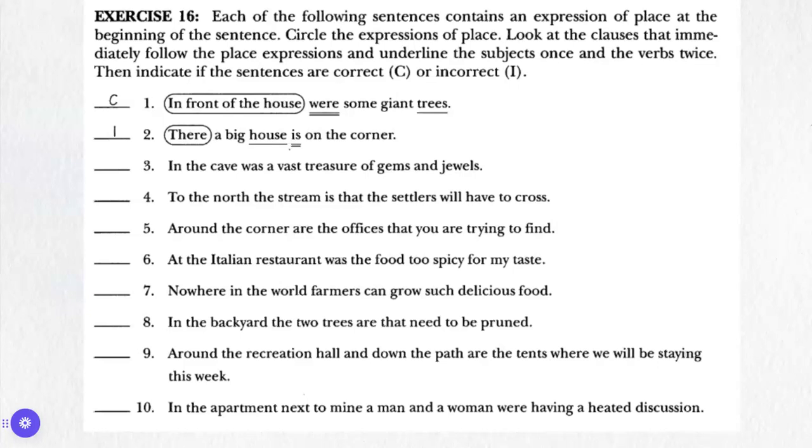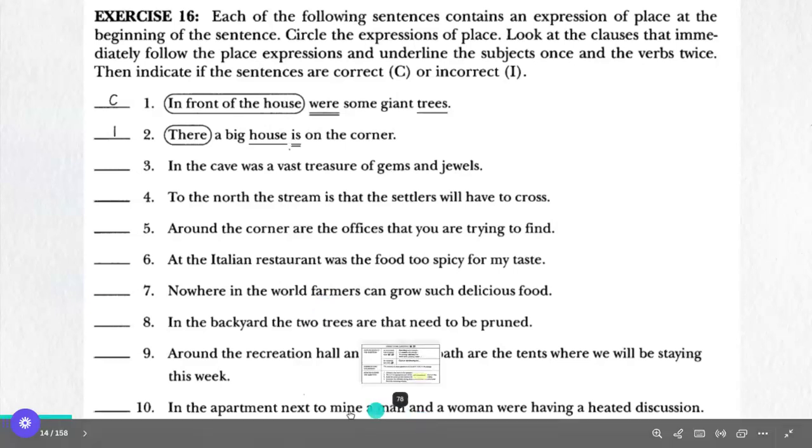Number 9, correct. Number 10, incorrect. It should be were a man and a woman. Okay. Were a man and a woman.